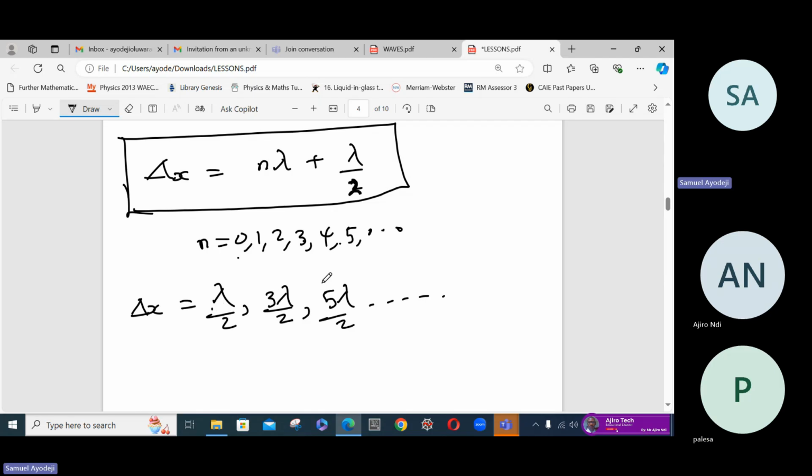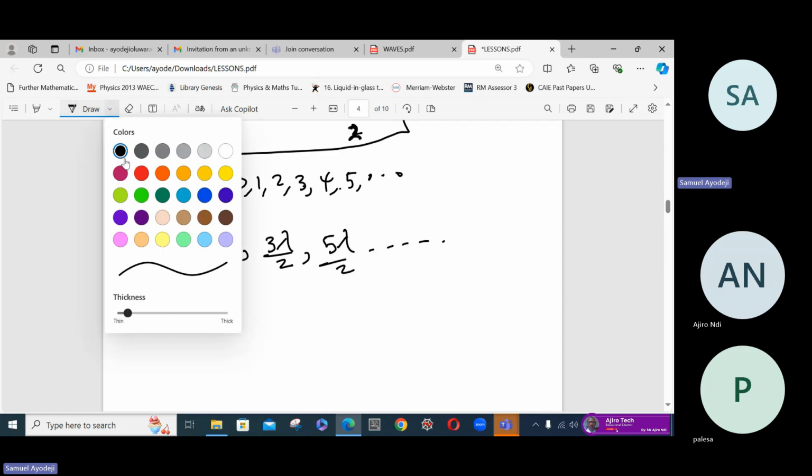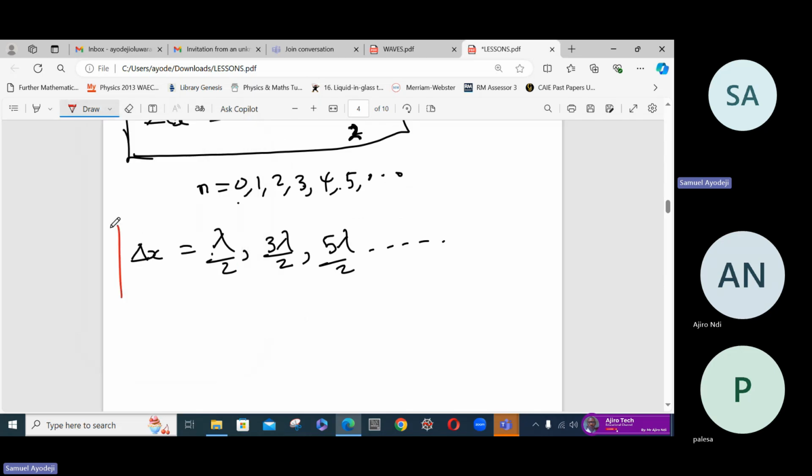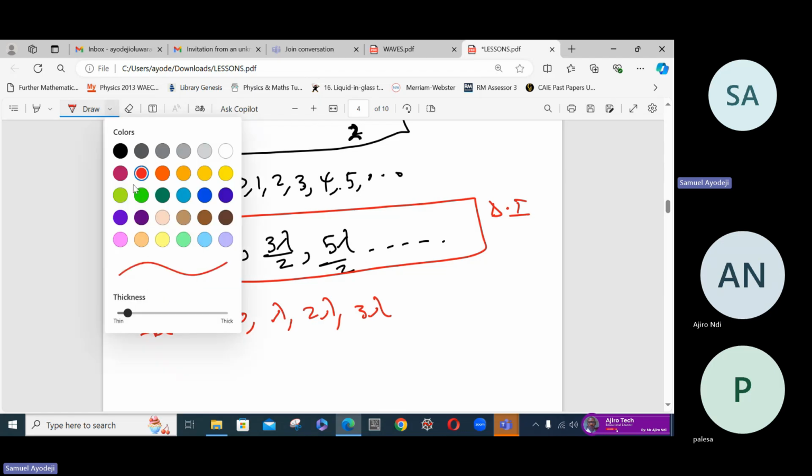No. So let me compare to the first one. I want to make some comparison here in order to summarize. This is called destructive interference. For constructive, we obtain 0, lambda, 2 lambda, 3 lambda. So this is destructive, and this is constructive.